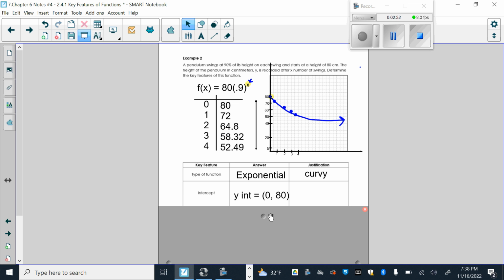Intercepts. So looking at both the table and the graph, we can see we have a y-intercept here at 0, 80, and we can see it there on the graph as well, our y-intercept of 0, 80. Remember, intercepts, x and y-intercepts, occur where our graph crosses the x and y axis. So as we see from our graph, we have our graph crossing the y-axis at 80, hence the y-intercept of 0, 80, but not crossing the x-axis, so we won't have any x-intercept.